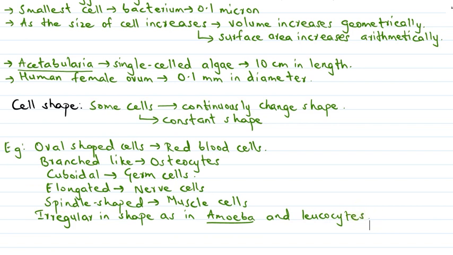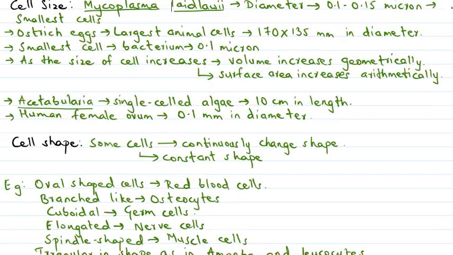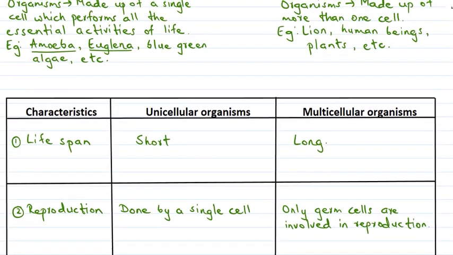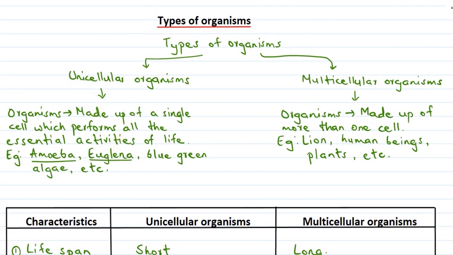Okay. So now let's quickly revise everything that we have covered today. We talked about the types of organisms. Organisms are of two types based on the number of cells present in them: unicellular organisms and multicellular organisms. Unicellular organisms are made up of only a single cell, and this single cell performs all the essential activities of life. For example, amoeba, euglena, blue-green algae are examples of unicellular organisms.